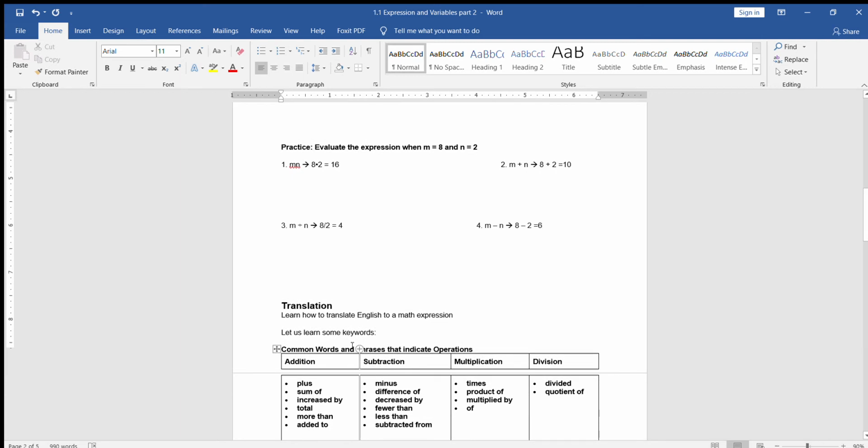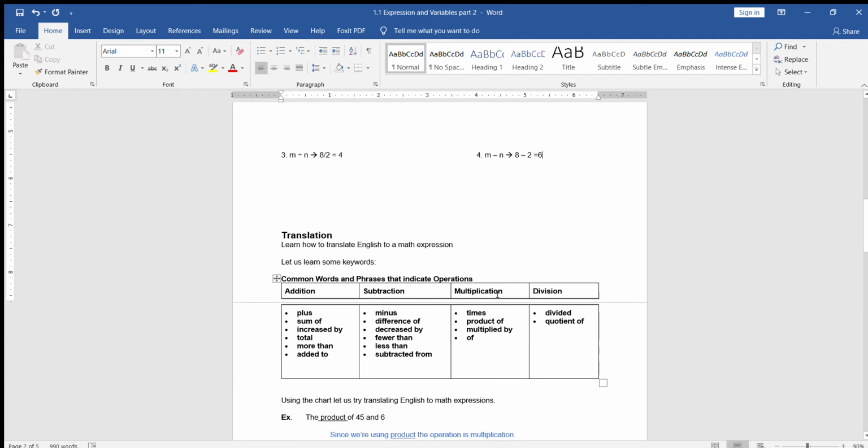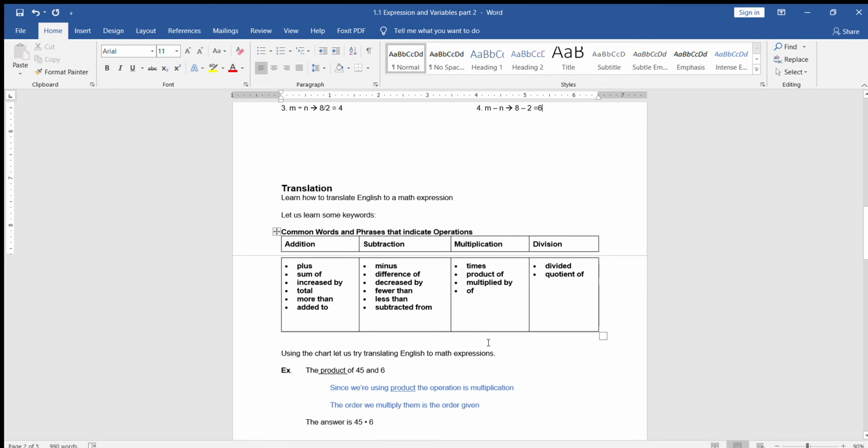So here are some keywords. Here are common words and phrases that indicate operations. If it falls into addition, it's going to be listed right here. If it falls in subtraction, it's going to be listed in this row right here. If it's multiplication, it's right here, and division is right here. So let's try translating English to math expressions.